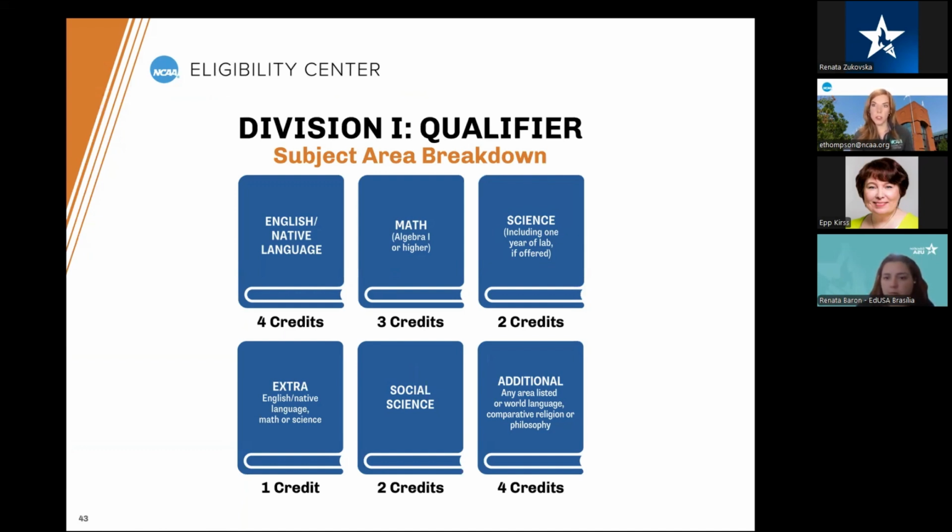So 4 credits of English and/or native language. So if you took English and your native language in year 9, that's going to give you 1 credit towards English, 1 credit towards native language. So right there, you would have 2 out of the 4 credits from year 9 in that first bucket that you see. Same thing with math. If you studied mathematics in year 9, that's going to count as 1 of the 3 credits that you need. So essentially, if you studied mathematics and it was approved for each year of secondary school, you should have enough to meet that requirement as well.